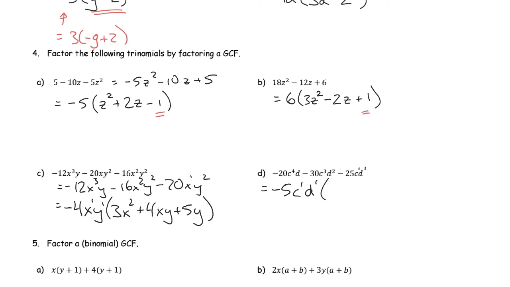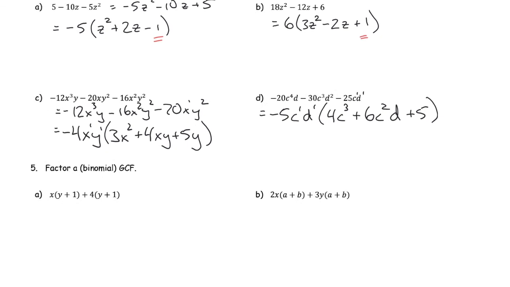So -20 divided by -5 is going to be +4. C to the 4 divided by C will be C cubed. And then D divided by D is just going to be 1. -30 divided by that -5 out front is going to be +6. C cubed divided by C is C squared. D squared divided by D will just be D. -25 divided by -5 is +5. And then I've got this CD divided by CD. That's just going to be 1. So that's what I'm going to be left with. Good.